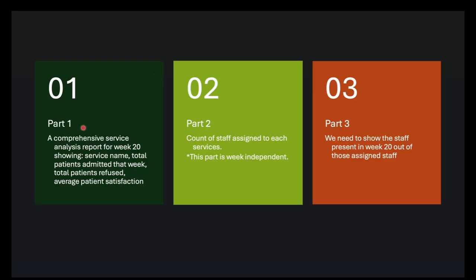Part one is the comprehensive service analysis report for week 20, showing the service name column, total patients admitted that week, total patients refused, and average patient satisfaction. Part two, count of staff assigned to each service. Remember, this part doesn't depend upon week number or anything at all. We need how many staff are assigned to each service. That's all. And part three, we need to show the staff present in week 20 out of those assigned staff.